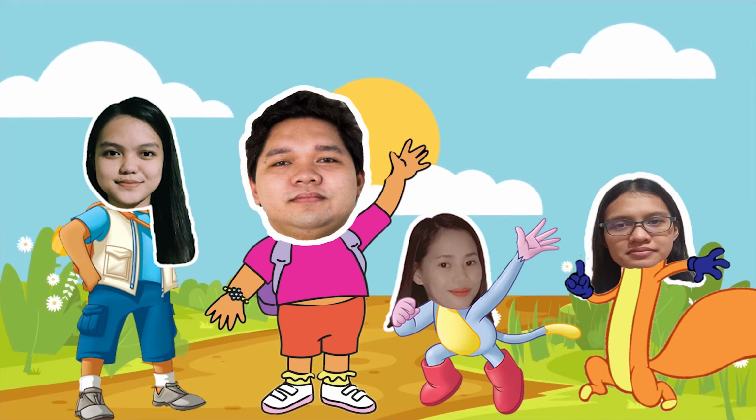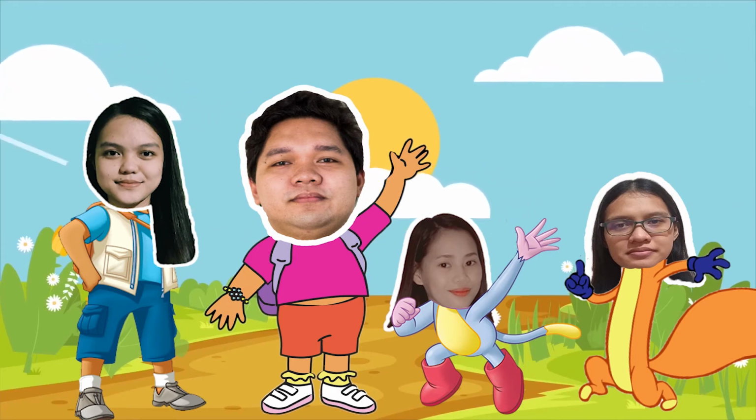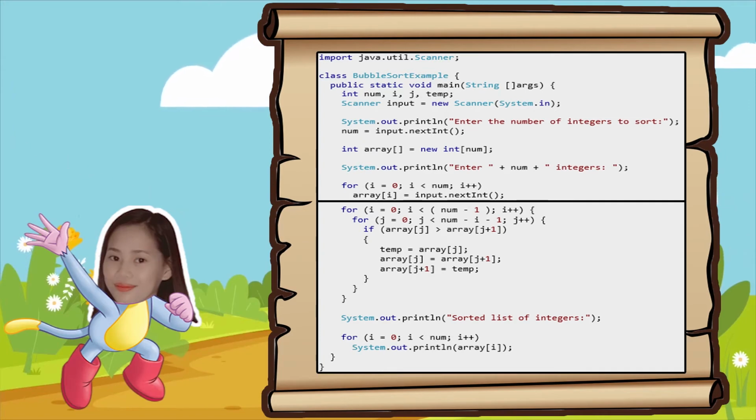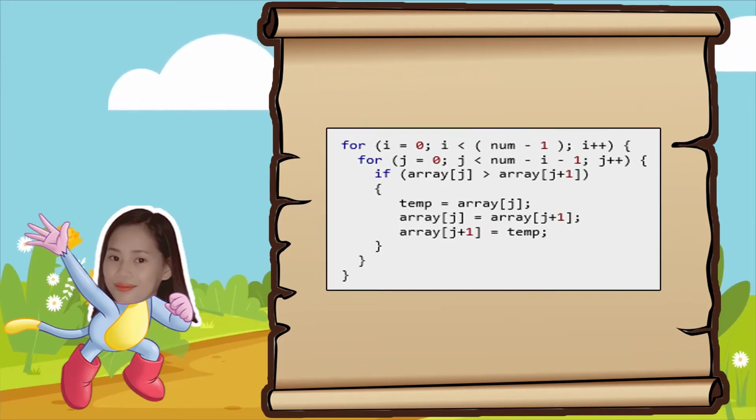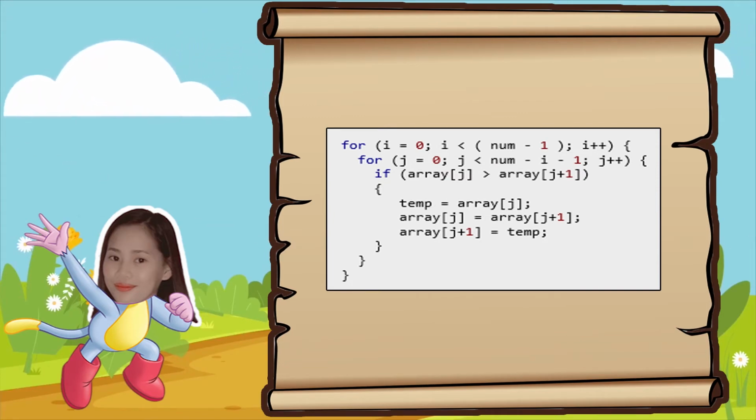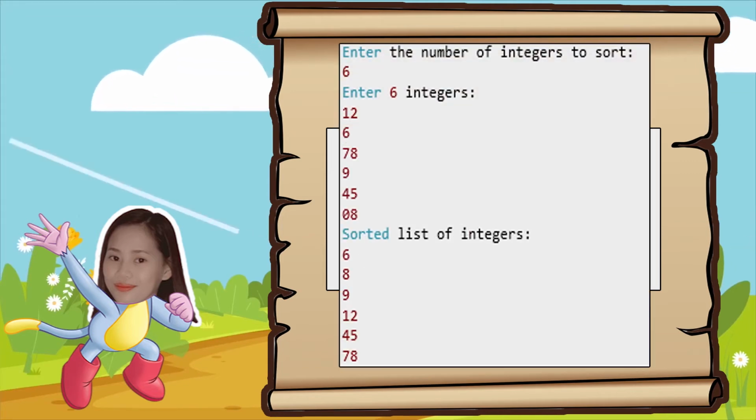Pseudocode of the bubble sort algorithm can be written as follows in Java language. This is a bubble sort program for sorting in ascending order, and this is the algorithm of its code. For i equals 0, i less than num minus 1, i plus plus. For j equals 0, j less than num minus i minus 1, j plus plus. If arr[j] is greater than arr[j+1], then temp equals arr[j], arr[j] equals arr[j+1], arr[j+1] equals temp. This is the program output.